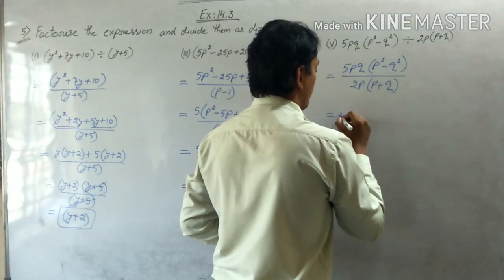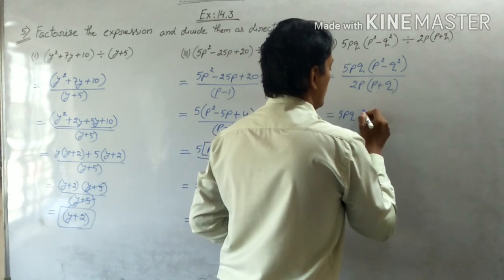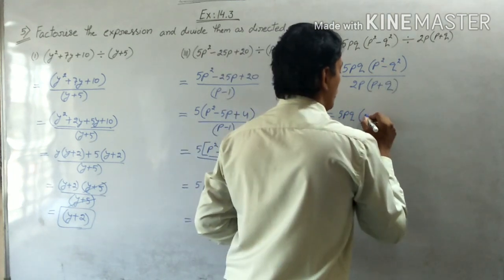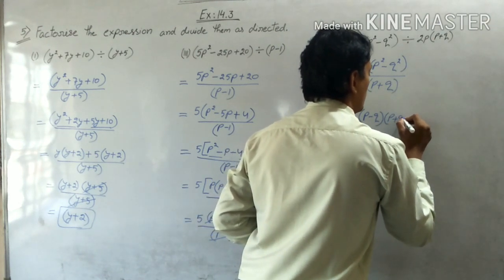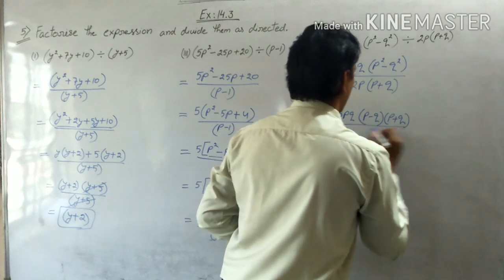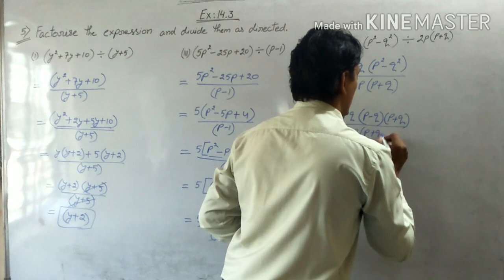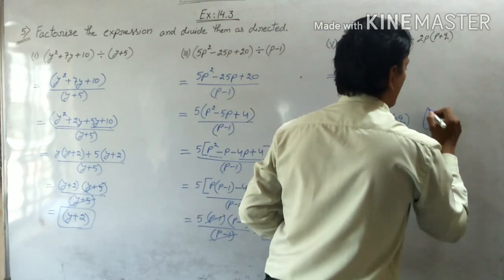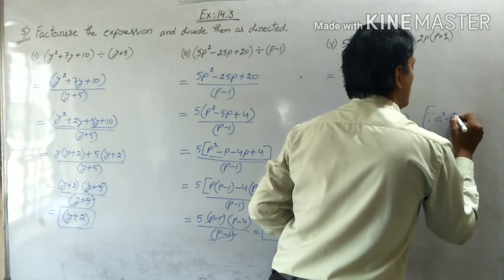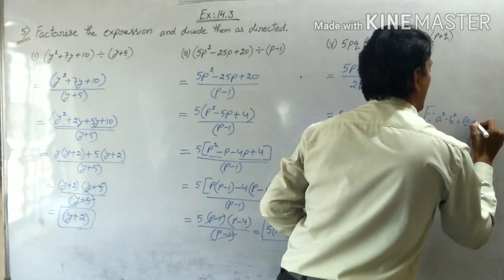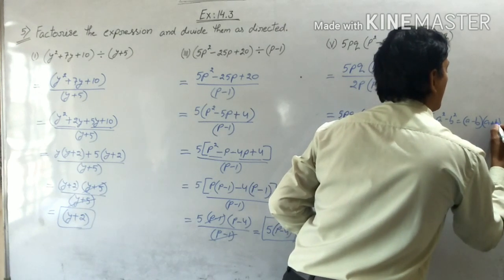So 5pq, this thing, applying the formula, you will get p minus q one time and p plus q another time, whole thing divided by 2p into p plus q. And which formula you used? Because we have one formula, a square minus b square will give you a minus b into a plus b.